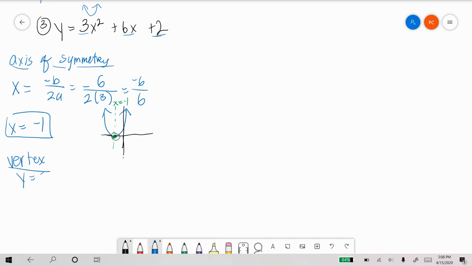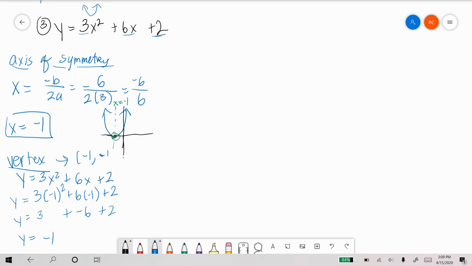So y equals 3x squared plus 6x plus 2. We know that that vertex or that turning point is going to fall where x is negative 1. We just need to find the y. So we're going to do 3 times negative 1 squared plus 6 times negative 1 plus 2. Negative 1 squared is 1, so 3 times 1 is 3. 6 times negative 1 is negative 6, and 2 is 2. When we add all of those together, we get that y equals negative 1. So the vertex is at the point x is negative 1, y is negative 1.